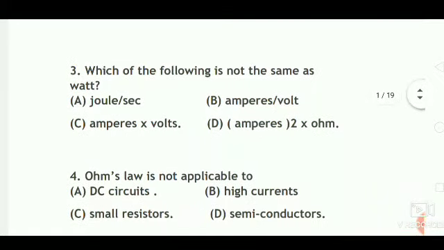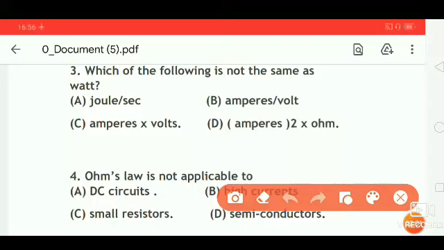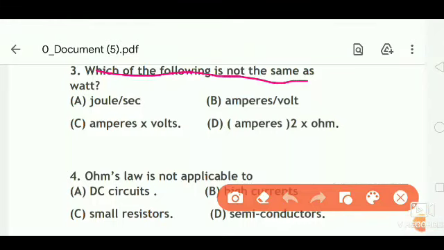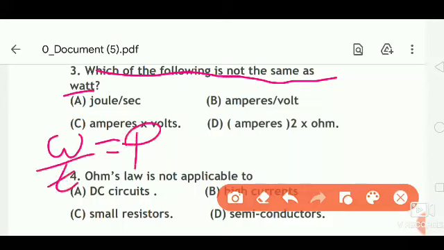Which of the following is not the same as the watt? Option A joules per second, option B ampere volt, option C ampere into volt, option D ampere square into ohm. We know mechanical power P equals W by T, where W is the work done in joules and T is the time in seconds. So the unit of P is joule per second, and option A is the same as the watt.